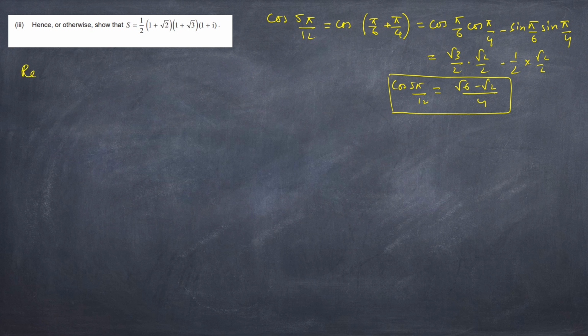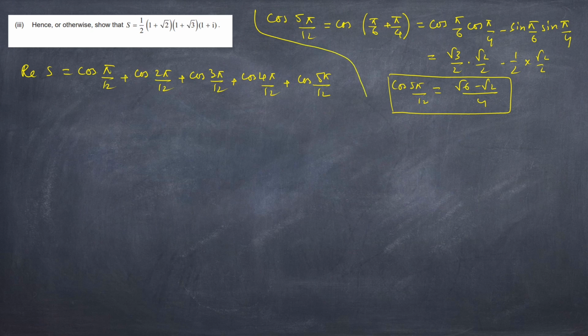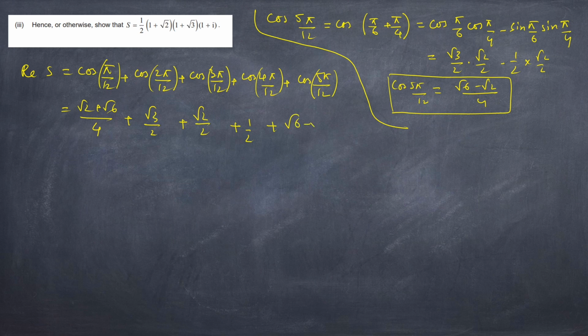So let us start with the real part. Real S equals, already we have done it, cos pi by 12 plus cos 2 pi by 12 plus cos 3 pi by 12 plus cos 4 pi by 12 plus cos 5 pi by 12. So from here we can write, already we have calculated this part, that is root 2 plus root 6 divided by 4. Please try to understand the math properly, because this is a very easy problem. And this is root 3 by 2 plus root 2 by 2 plus 1 by 2 plus root 6 minus root 2 divided by 4.